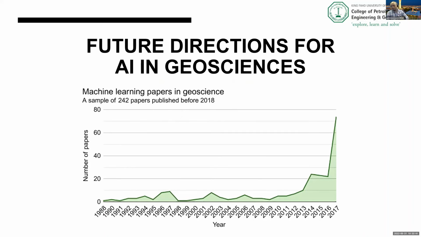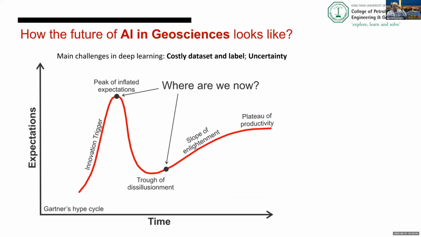As you can see, we have a huge appearance of publications from 10, 20 years ago until today. It increased up to like 10, 20 folds. So now, how does the future actually look? We have this hype cycle, what they call Gartner's hype cycle. The problem we have today is costly datasets. The dataset is very costly to acquire, the labeling is very difficult, and also uncertainty, right?